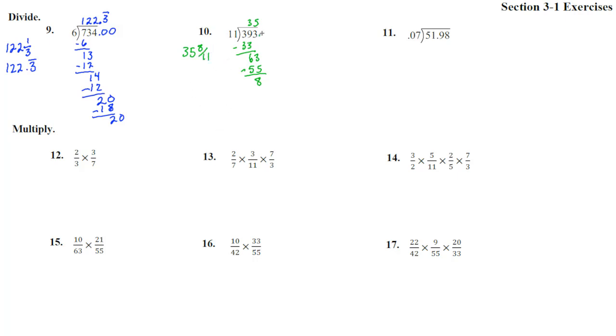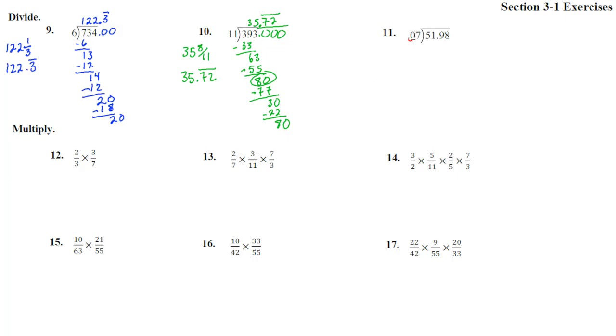Or we could keep going and do a couple of decimal places. Let's see what happens there. 8, 0, 11 goes into 80 7 times. Let's put that right there. 7 times 11 is 77. Subtract and we get 3. Drop down the 0. 11 goes into 30 2 times. 2 times 11 is 22. Subtract and we get 8. Drop down a 0. And we're going to repeat the 7272 forever. So 35.727272.